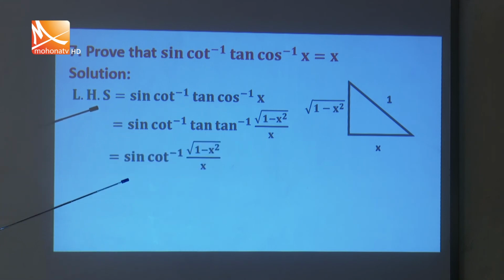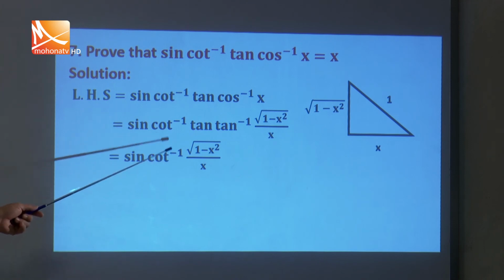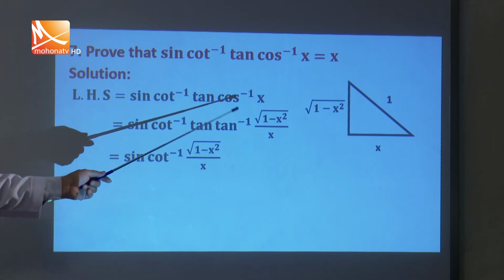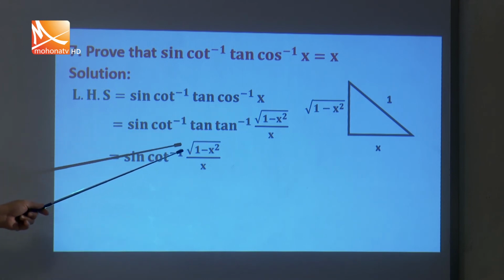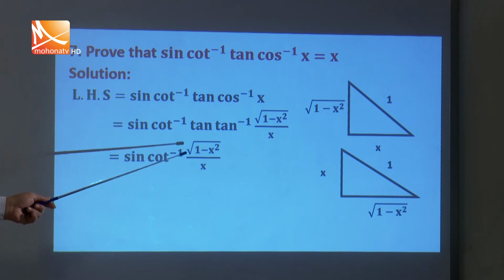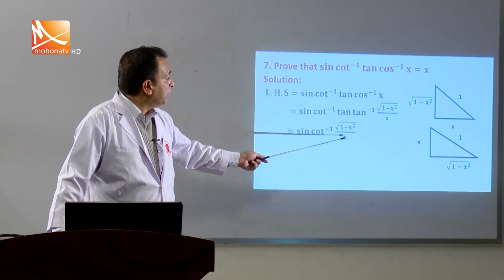Okay. Just see the next line. Sin cot inverse, this tan and tan inverse will be omitted. So it will be root 1 minus x square by x. Okay. You just see the next one. We have already drawn another right angle triangle. If we think that this is theta, then the value of cot theta equals root 1 minus x square by x.